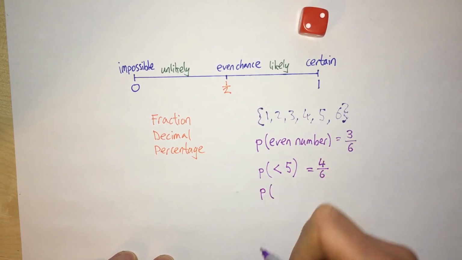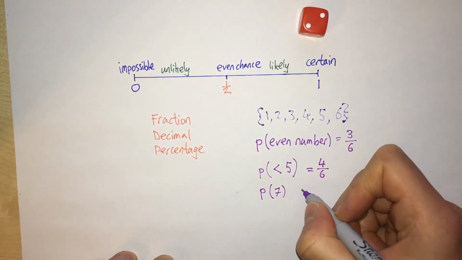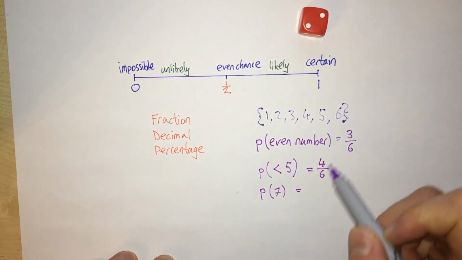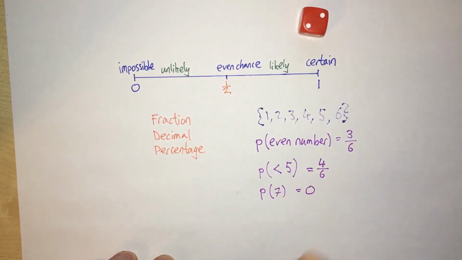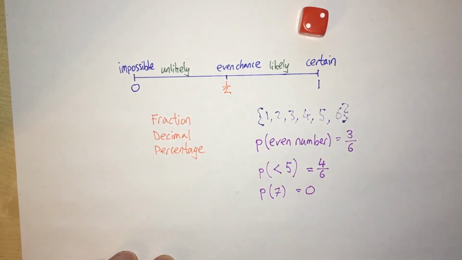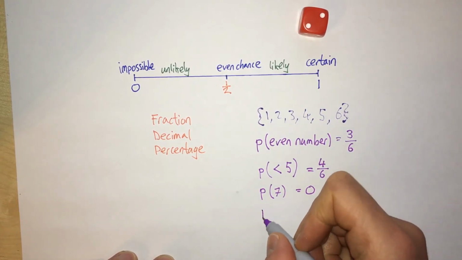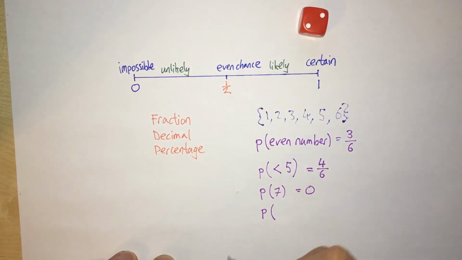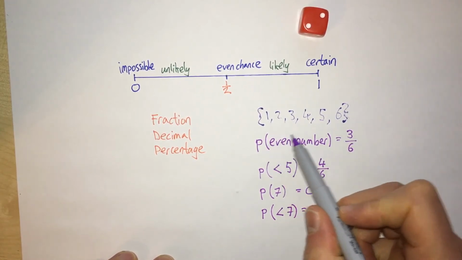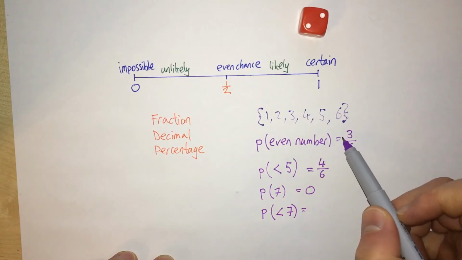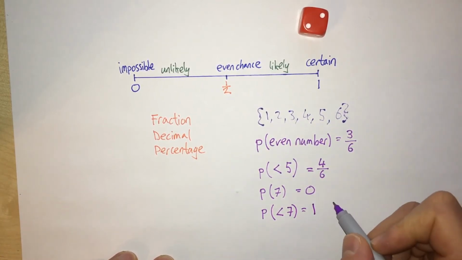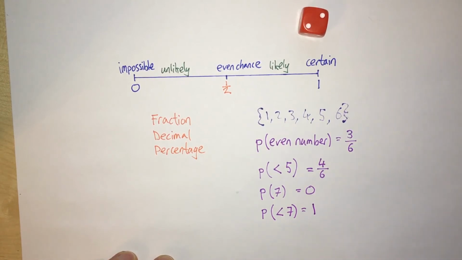What's the probability that I get a 7? Well, 7 isn't in this set of numbers, so there's actually a 0 probability. It's better to write this than 0 over 6. What's the probability that I get a number that's less than 7? Well, all of these numbers are less than 7. So there's a probability of 1. And that's better than writing 6 out of 6.